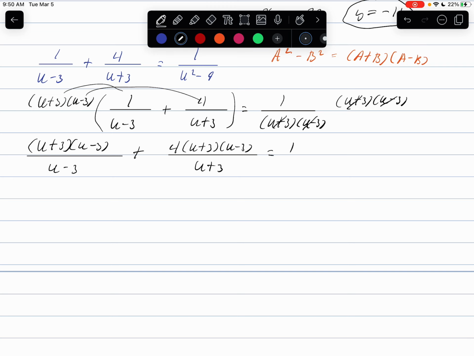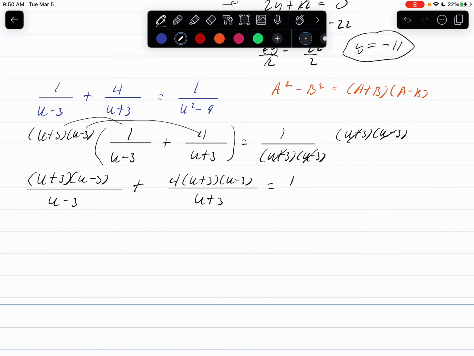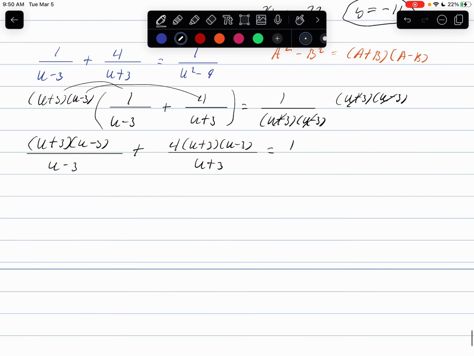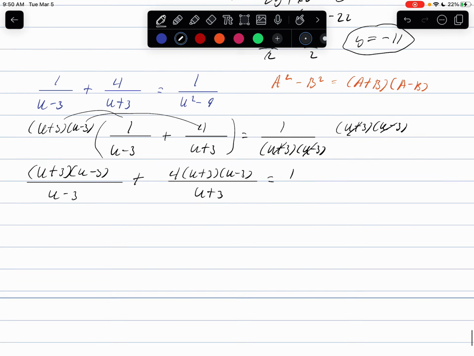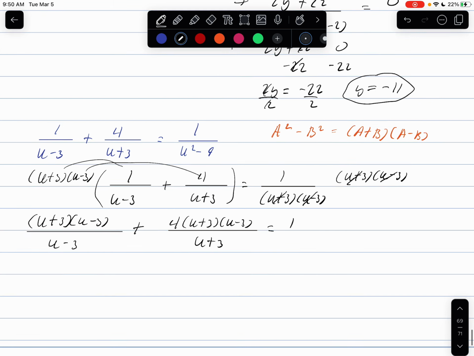Okay, and you may find this method to be easier. You may find the previous method to be easier, but they're both totally acceptable ways to approach the problem. Okay, so let's go ahead and do some simplification. Oh, and I almost forgot. We need our excluded values. Let's go back to the beginning.